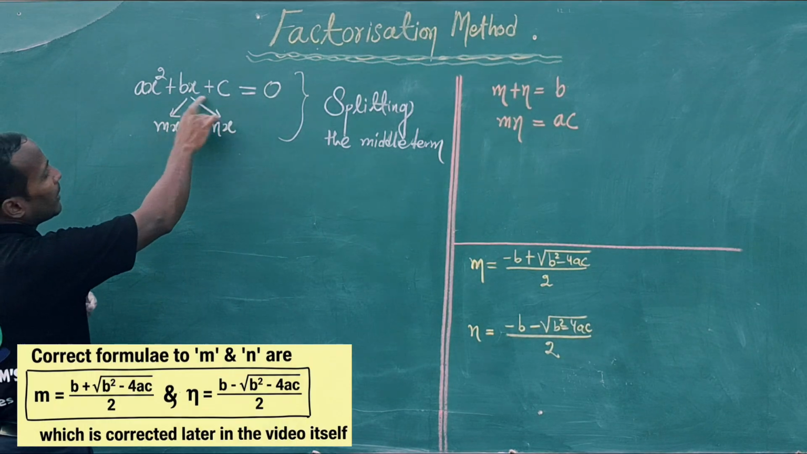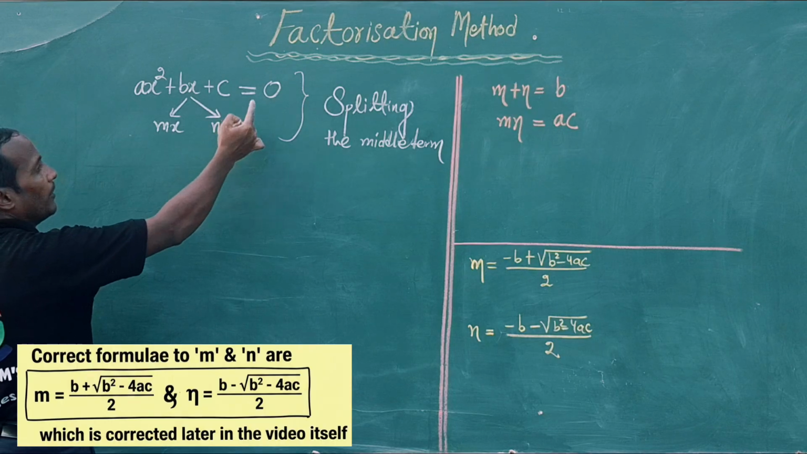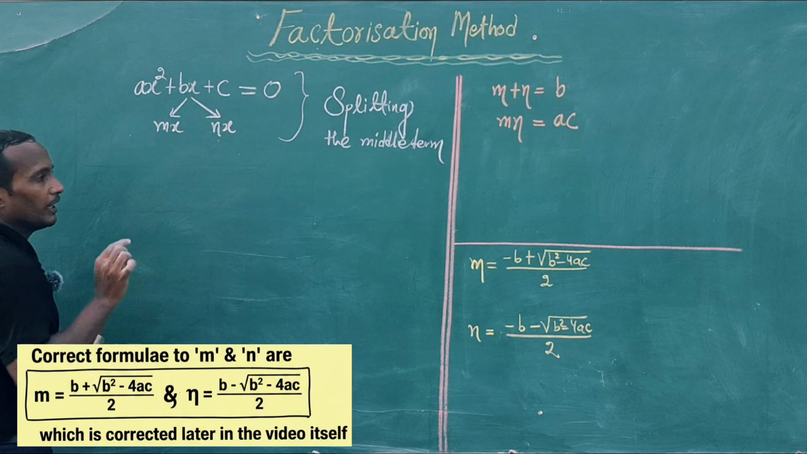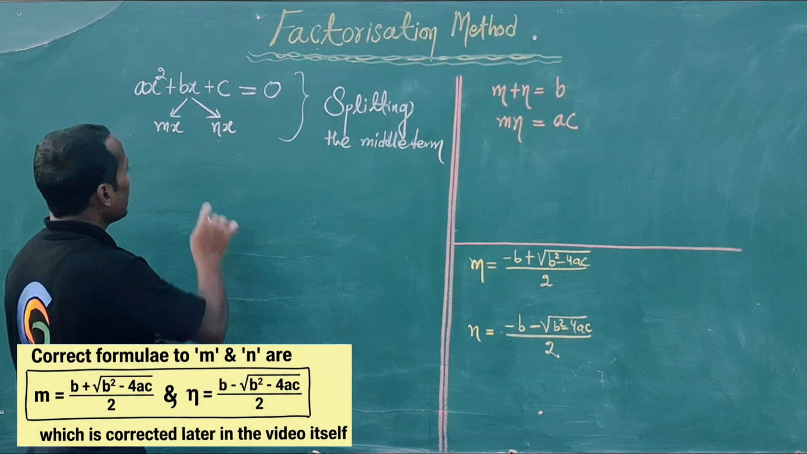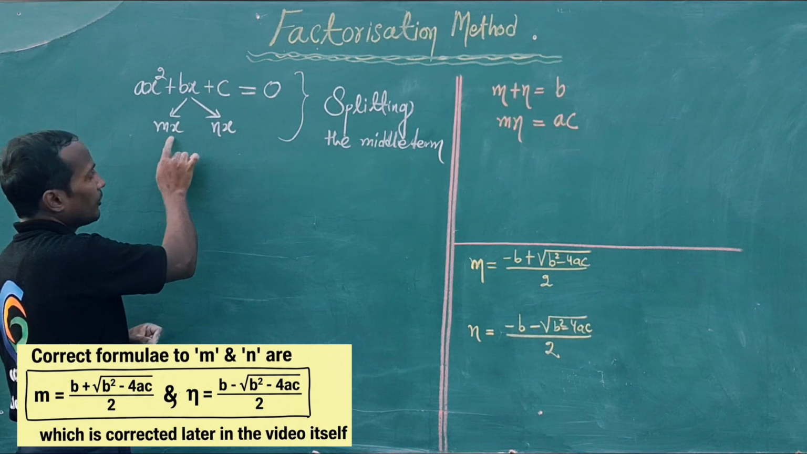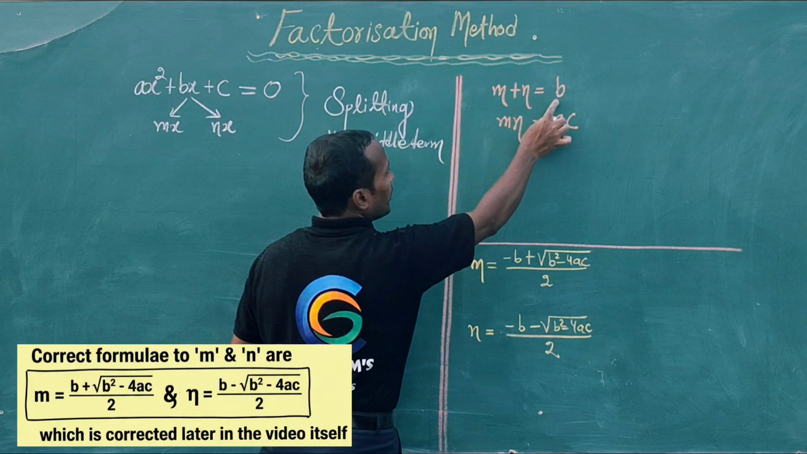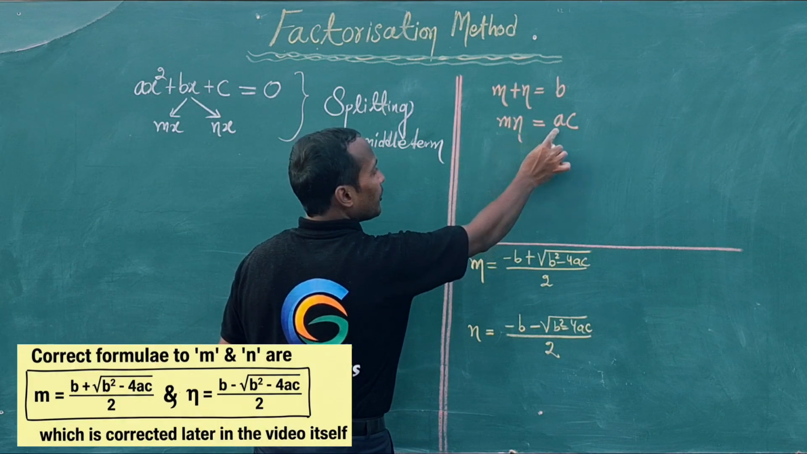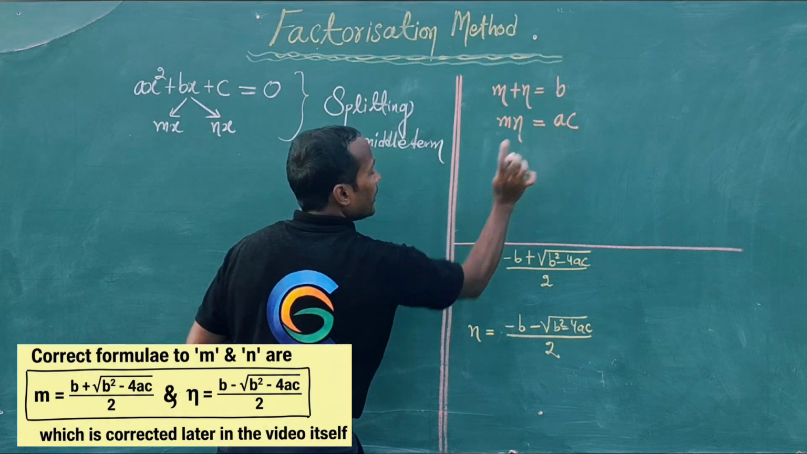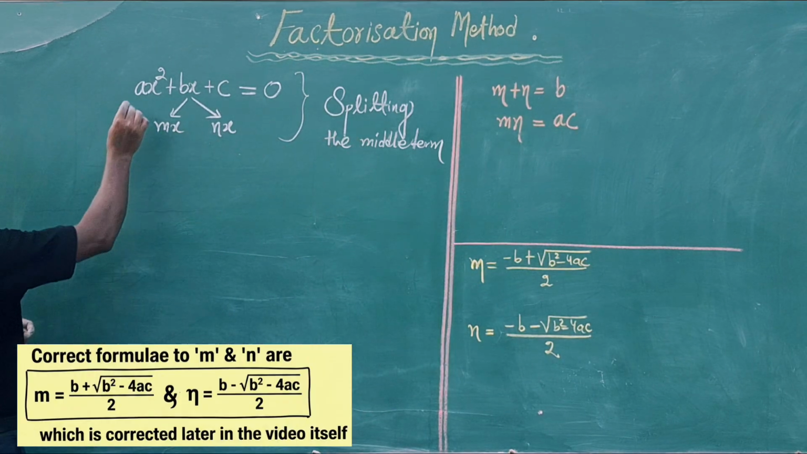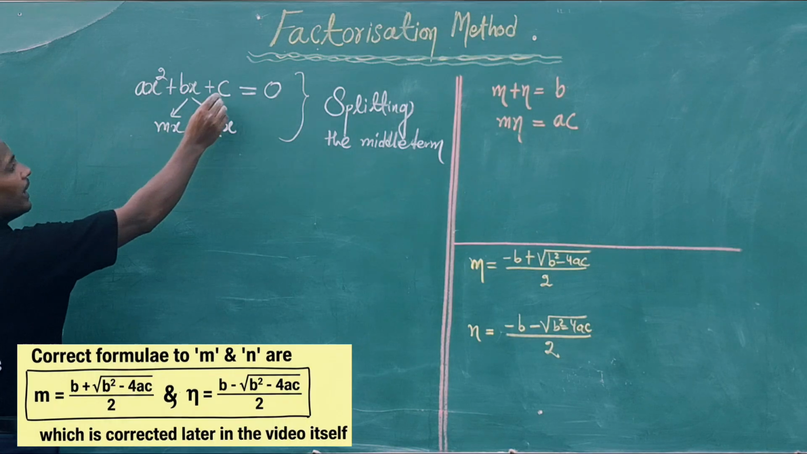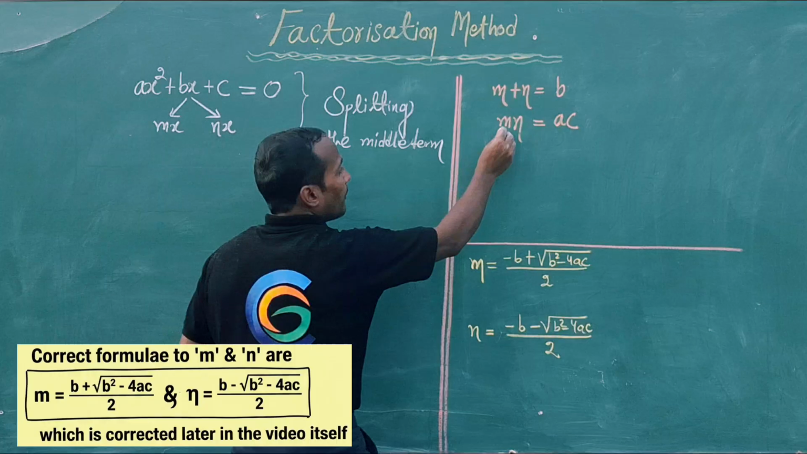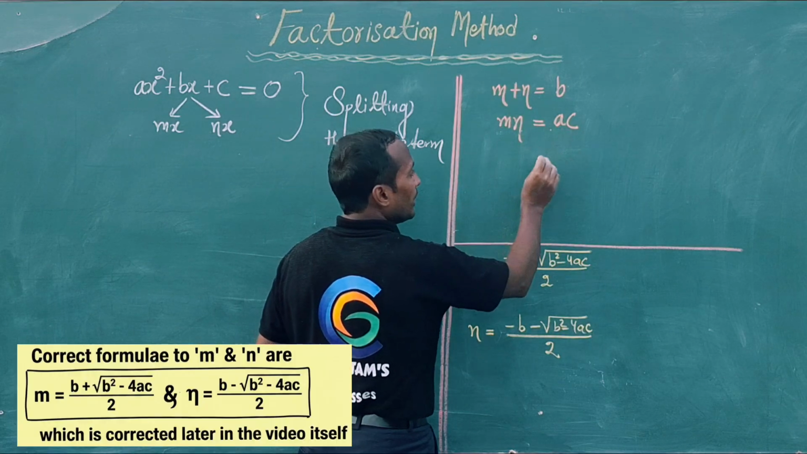I have mentioned the standard form of the quadratic equation, and in the factorization method we split the middle term into two parts, mx and nx. We have already understood this in our previous class. The sum of the two coefficients m and n has to be equal to b, and the product of m and n has to be equal to ac, that is a into c. What is a? A is the leading coefficient and c is the constant term. So the product of m and n has to be equal to ac.